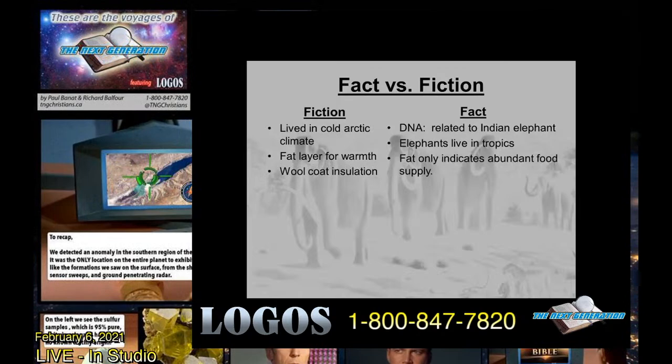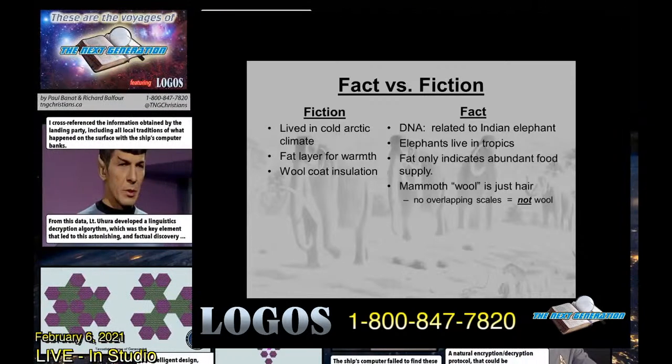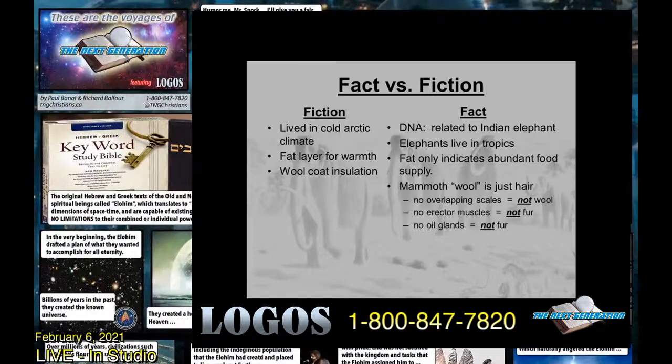Another popular myth is that mammoths have woolly insulation. Actually, mammoth wool is just hair. Unlike actual wool, mammoth hairs have no overlapping scales to trap air. Besides, sheep have wool but do not live in the Arctic, and mammoth hair is not even insulating like fur. Mammoth skin has no erectile muscles or oil glands to produce the insulating properties found in fur.